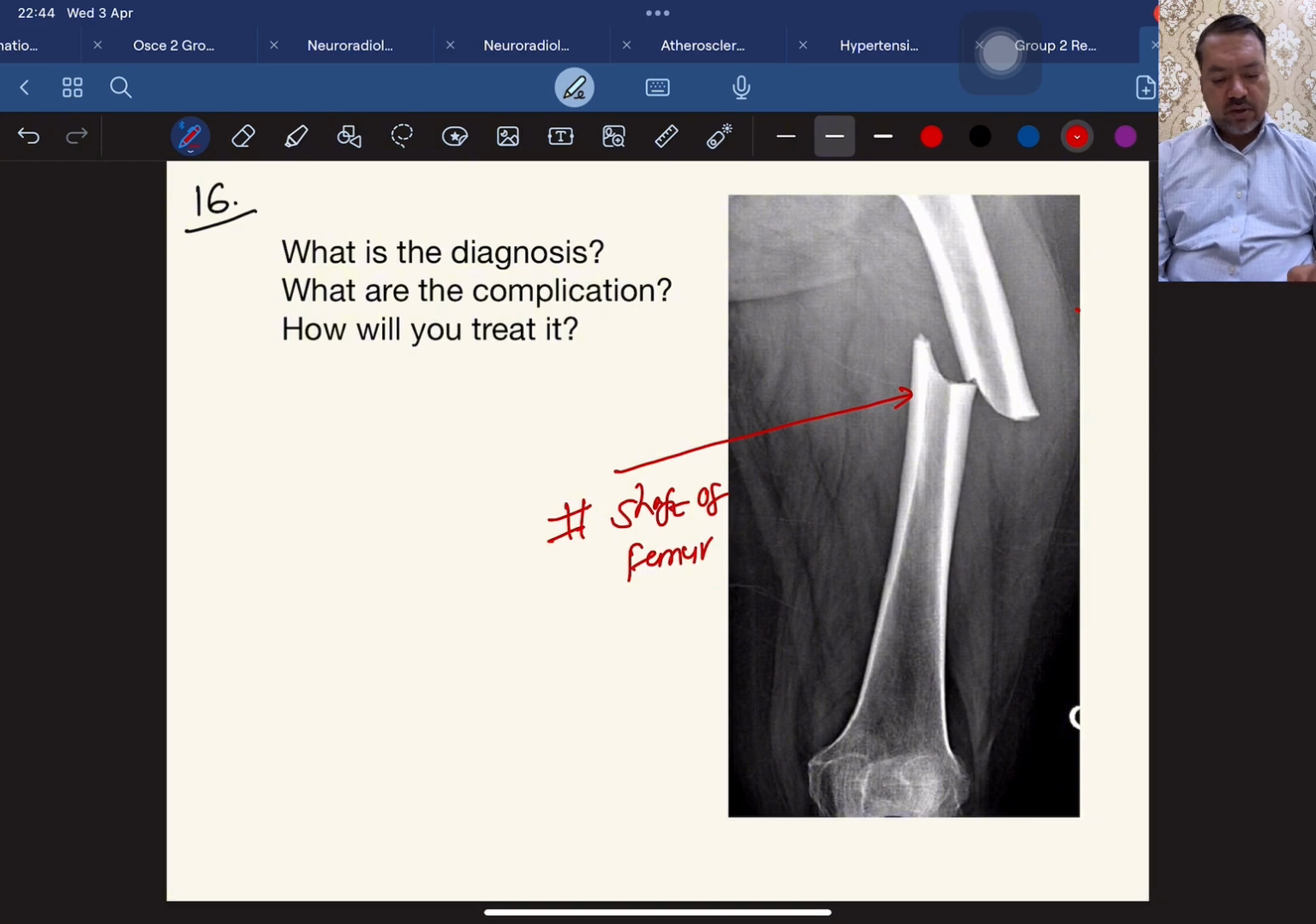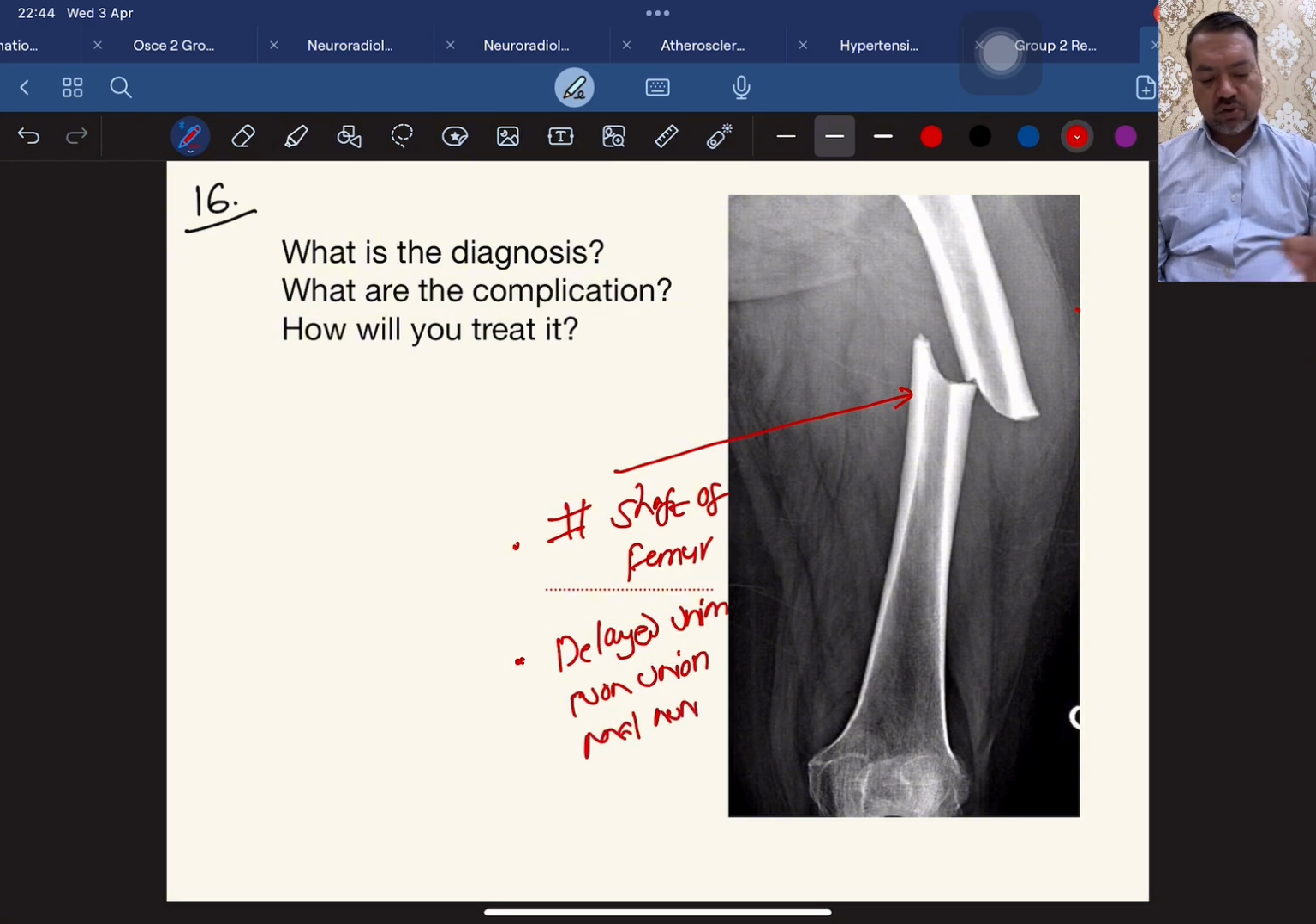What are the complications? The complications can be delayed union, non-union, malunion. These are very routine complications of a fracture. You can tell this for any fracture. Some other complications would be compound fracture, when there is serious injury to the overlying structures like the muscles and the skin, and the bone is visible from outside. Infection is another, and lots of bleeding.